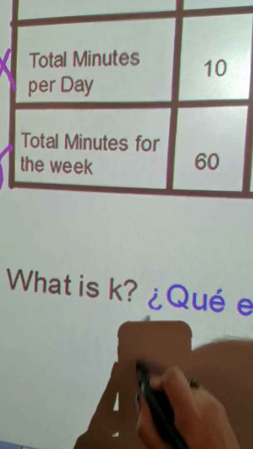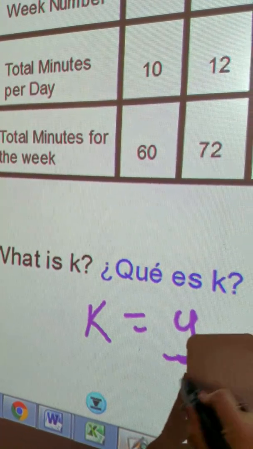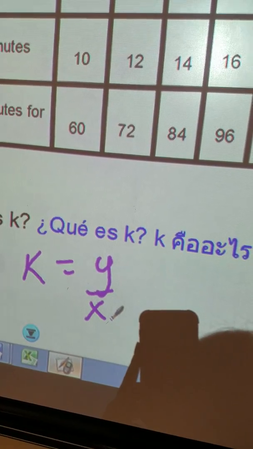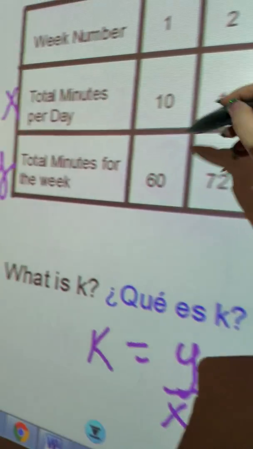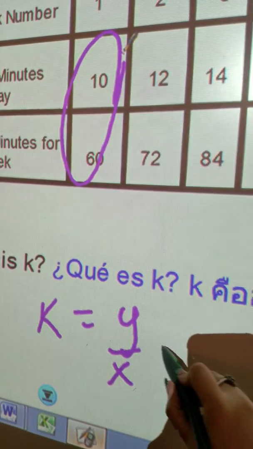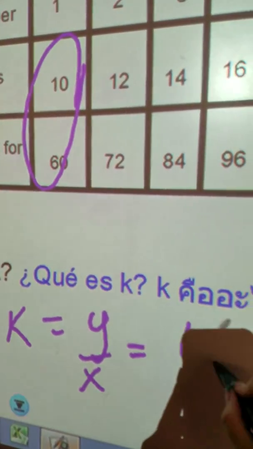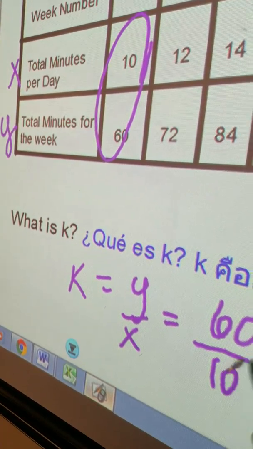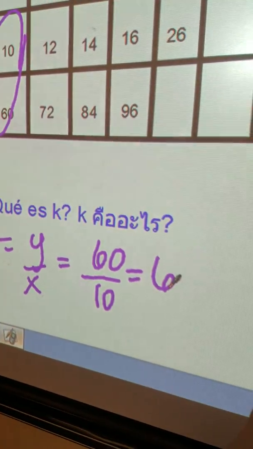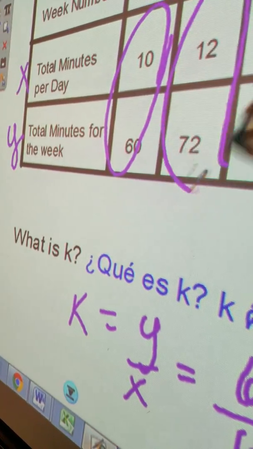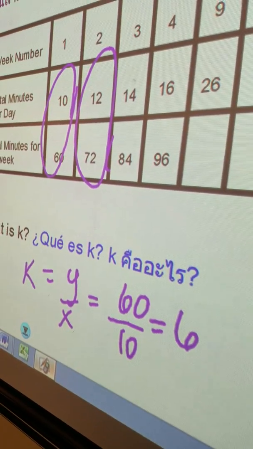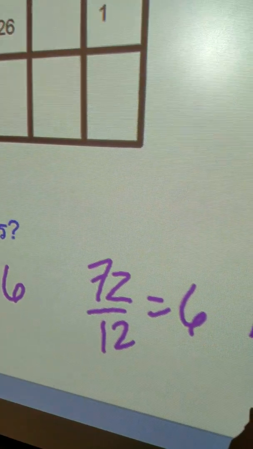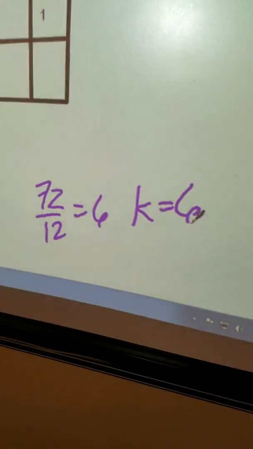So please remember, again, K is equal to Y over X. I don't care what Y value you take and what X value you take as long as they're together. So let's use this first set right here. Our first Y is 60 and my first X is 10. So if I divide that, I should get 6. If I do the next set, 72 and 12, you should also get 6. So we know that by doing that, our K is equal to 6.